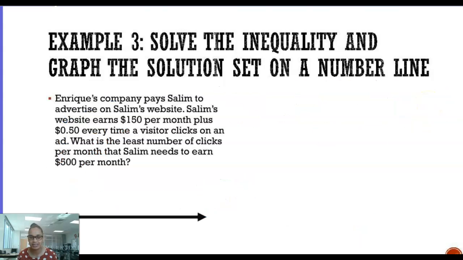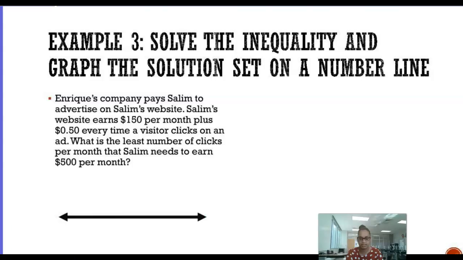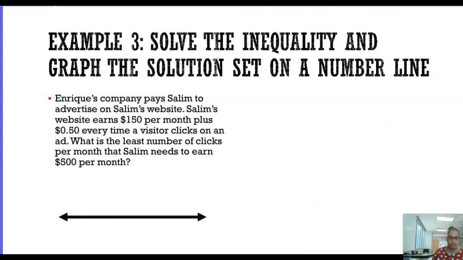We have one more example. On this example, it says Enrique's company pays Salim to advertise on Salim's website. Salim's website earns $150 per month plus 50 cents every time a visitor clicks on an ad. What is the least number of clicks per month that Salim needs to earn $500 per month? So let's take out the information that we know. We know that it's $150 per month. So that is a set rate.